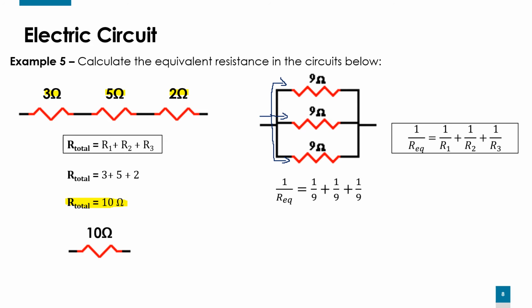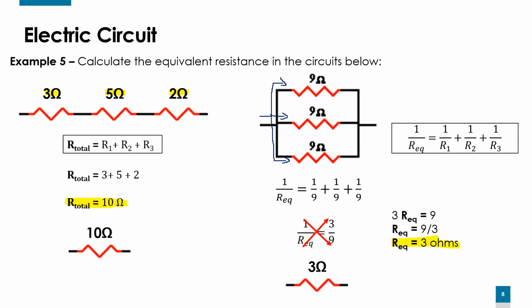Then now it's just math. So 1 over 9 plus 1 over 9 plus 1 over 9 gives me 1 over equivalent resistance equals 3 divided by 9, cross multiplication, 3 times equivalent resistance equals 9, 9 divided by 3 gives me 3 ohms, okay? So I put both of them side by side for you to be able to identify. The first one is a series circuit and the second one is a parallel circuit. If it's a series, you just need to add all of them. If it's a parallel, you need to choose the second formula, okay?